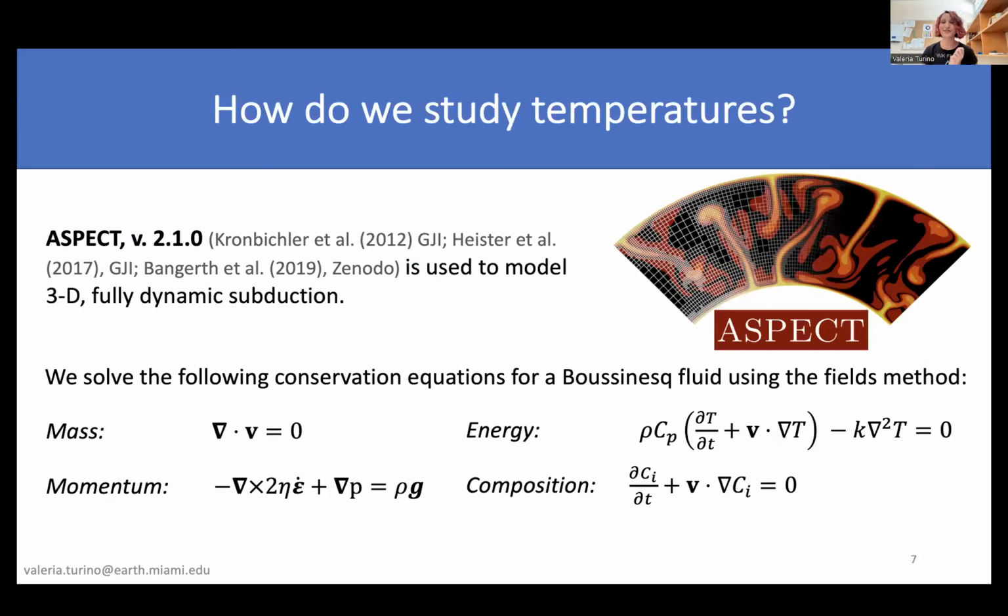So we study temperatures using ASPECT. This project started a while back, like 3 years ago, so we were using version 2.1.0. And we modeled 3D fully dynamic subduction, which means that we can, at the same time, once again, look at along strike variations and time variations in temperatures. We solve the usual equations for conservation of mass, momentum, and energy using the finite element method in the Boussinesq approximation.